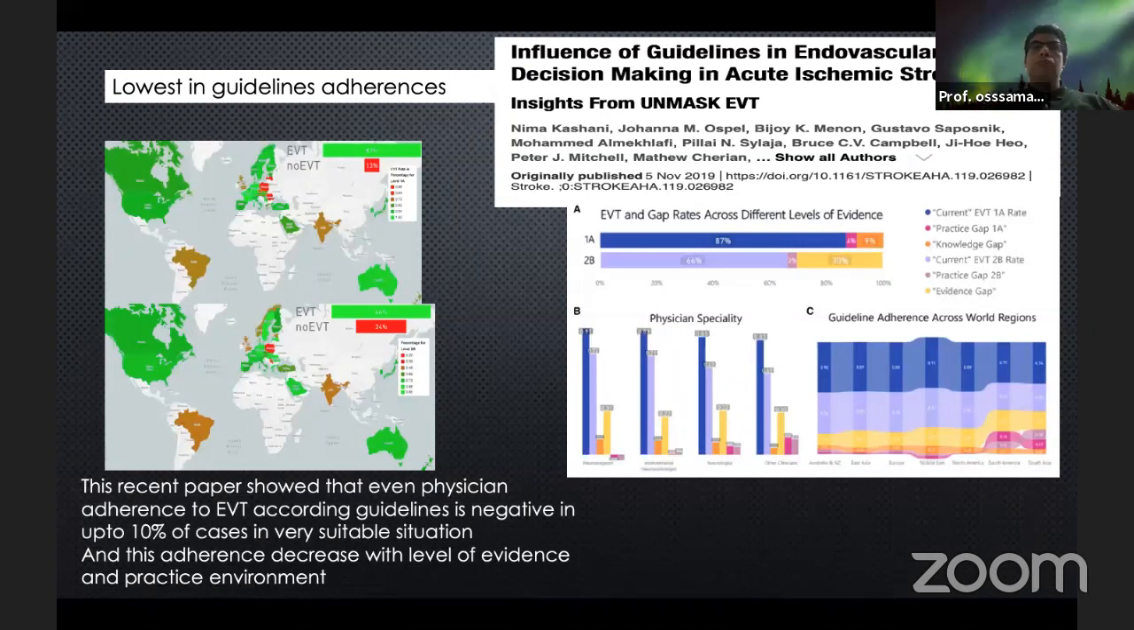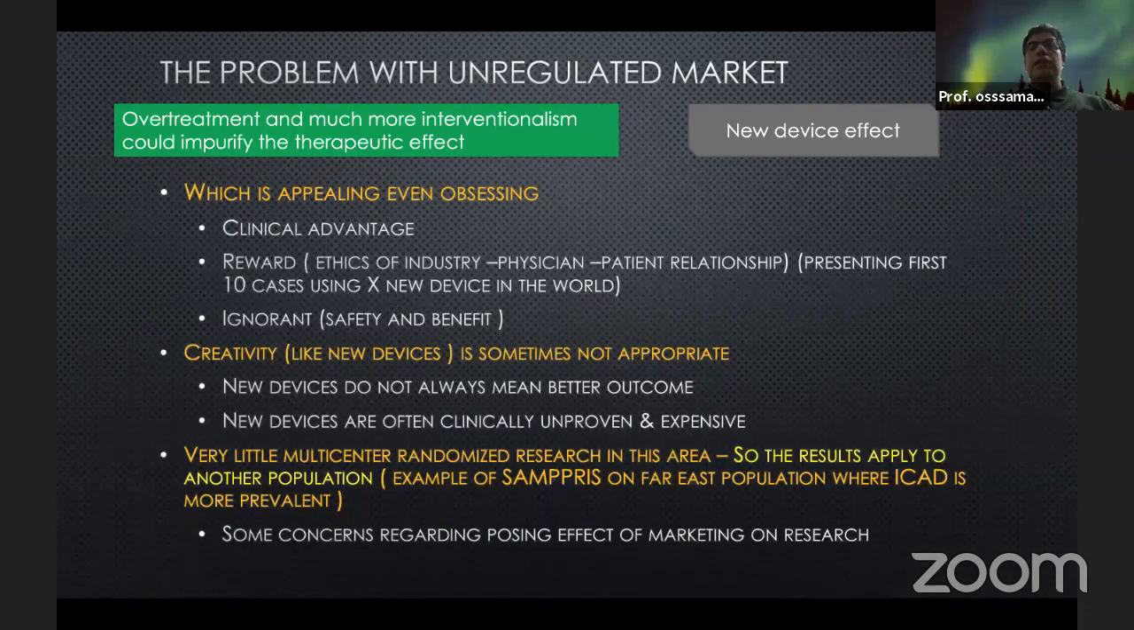So, number one, adherence to the guidelines is not as expected even in the developed countries. The presence of unregulated rules for regulating practice in this part of the world can represent a very huge problem for this dark part of practice around the world. And the problem in the unregulated market is simply the new device effect. What is the new device effect? It's sometimes over-treatment and more interventionalism, and sometimes that can impair the therapeutic effect.